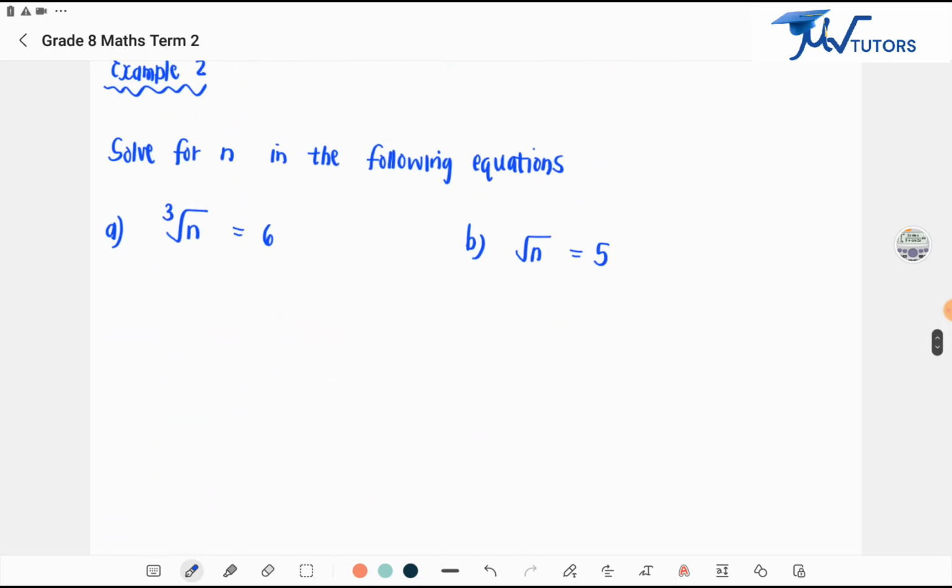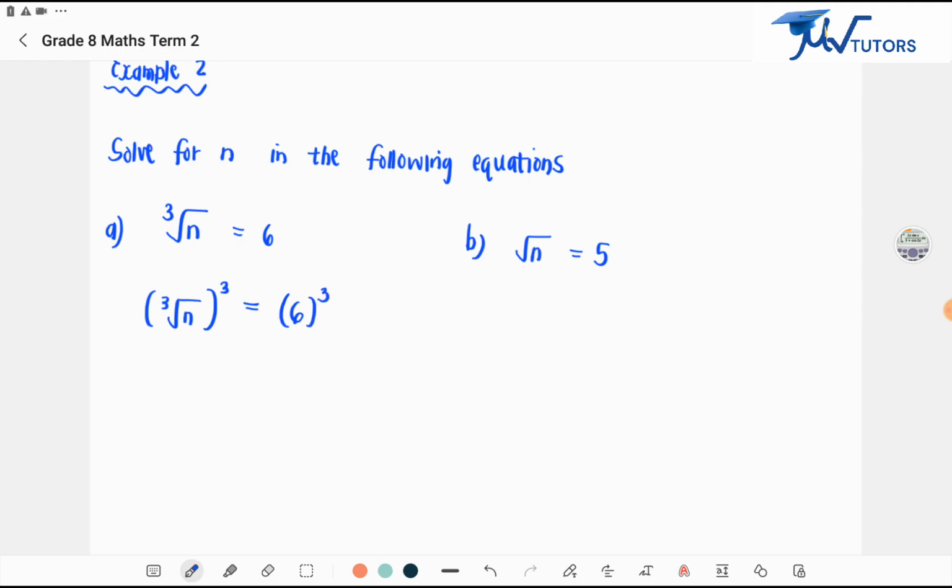Alright, now example 2. It says solve for n in the following equations. We have the cube root of n is equal to 6. My goodness, what are we going to do here? So, I have a cube root. What is the inverse of the cube root? It is for us to cube it. And whatever we do on the left, we must do on the right. So, I am going to cube this cube root. Okay? I'm going to cube it, and also on the right hand side, I will cube it.